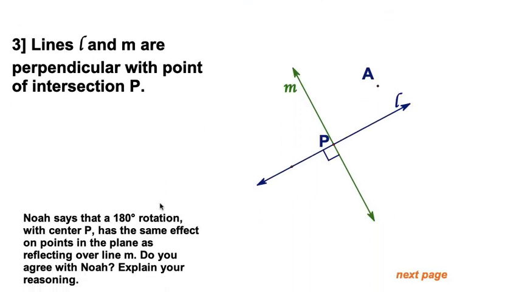Let's move it up to here. Oh, I always like these. So what's Noah saying this time? A 180-degree rotation. Lines L and M. I've got line L in blue and M in green. They are perpendicular lines, and they intersect at point P. And Noah says a 180-degree rotation with center P has the same effect.